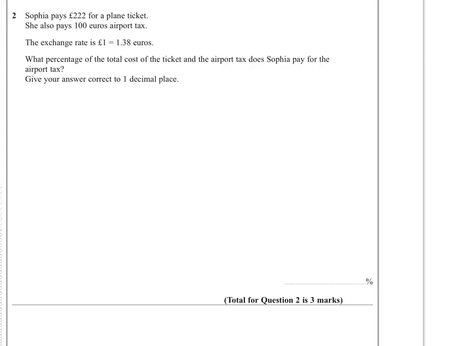Question 2. Sophia pays £222 for a plane ticket. She also pays €100 for the airport tax. We're given the exchange rate here, and we've got to find what percentage of the total cost of the ticket and the airport tax Sophia pays for the airport tax. So I think we've just got to do this sum here, to be honest, and then change this fraction into a percentage.